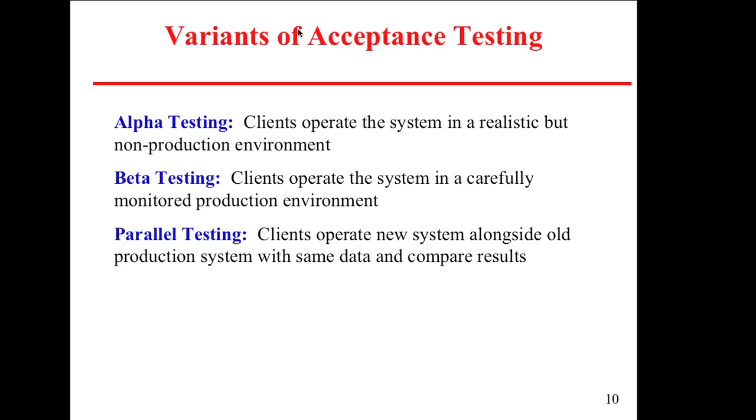That's a good point. Variants of acceptance testing: we have alpha, beta, and parallel testing. So you can come up with a test plan, actually release your product in alpha. No, probably not. Beta, most likely. Alpha is pre-client, so the clients operate the system in a realistic but non-production environment. I like to use the word pre-client, and that's not really PC either. Development eyes only, not out at the customer's location. When it hits the customer's location, that's when we have a monitored production environment, and then we go to beta.